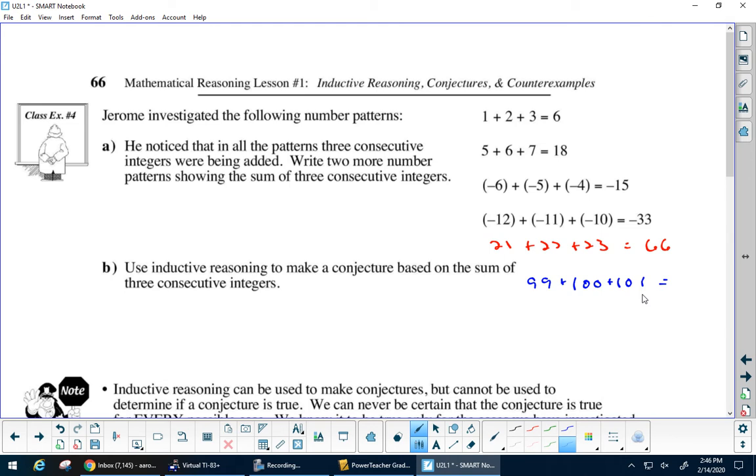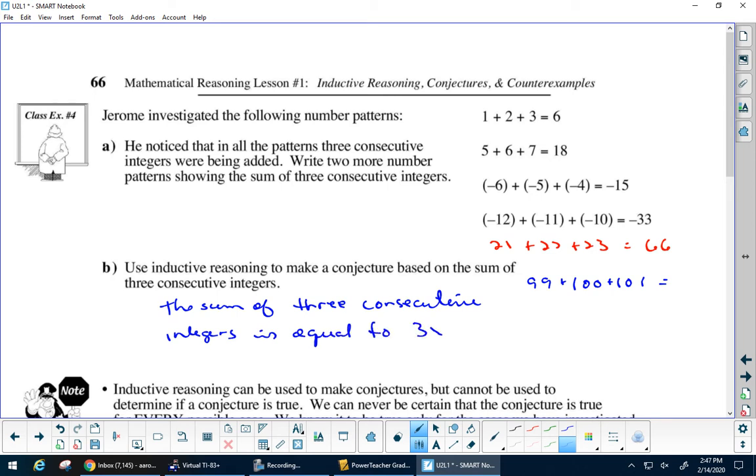So, use inductive reasoning to make a conjecture. The sum of 3 consecutive integers is equal to 3 times the middle integer. Now, consecutive means one after the other, like January, February, March.